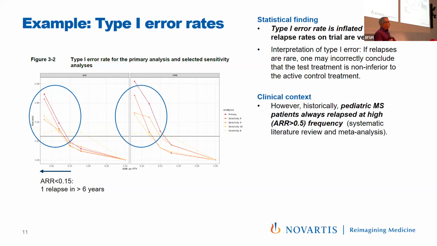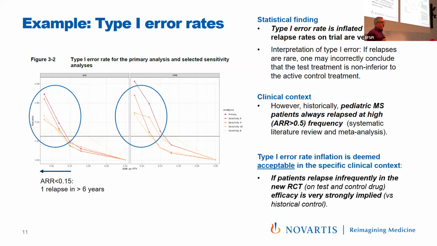Now, the clinical context comes in here. Historically, we have done a systematic literature review and a meta-analysis. Relapse rates were never low in pediatric patients. There's not a single study that would report low relapse rates. They're always high. So from that perspective, if in the new trial where everyone gets active medications relapses do not occur, you still know that the new treatments are efficacious. So in this case, type 1 error inflation may be acceptable in the specific clinical setting. And I think that's true for many of these adaptive features, that there's a specific setting under which they may be acceptable, and that needs to be understood and explained.